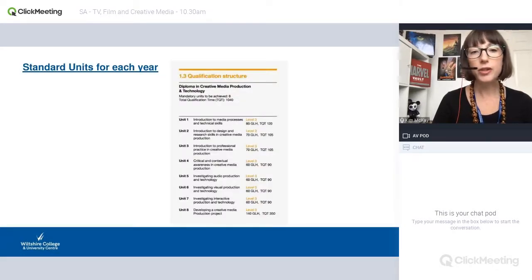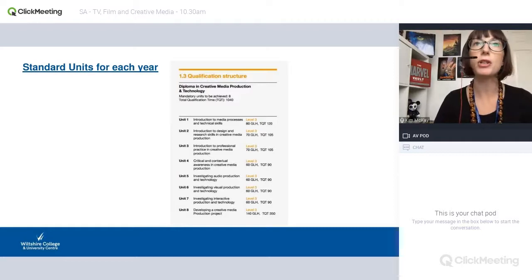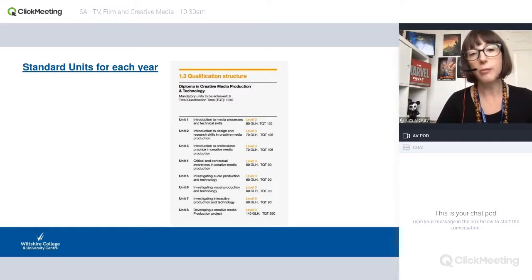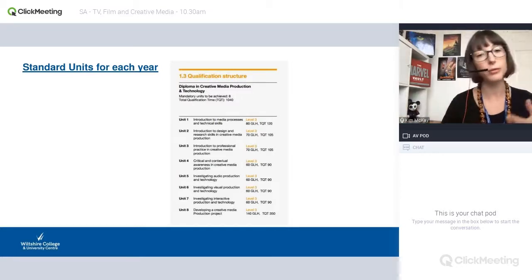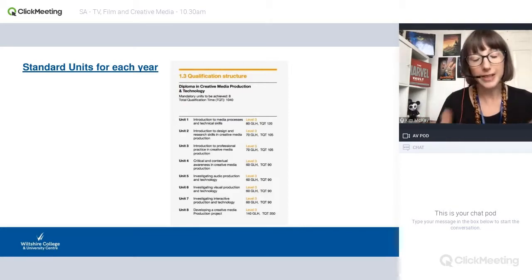This slide is just showing you one of the structures for the qualification. So this is a level 3 qualification here, but actually the structure for both our level 1 and level 2 courses are pretty much the same as they are across all of our creative courses, whether it be art and design, music production, games development, or TV and film. UAL have exactly the same structure for all the courses.